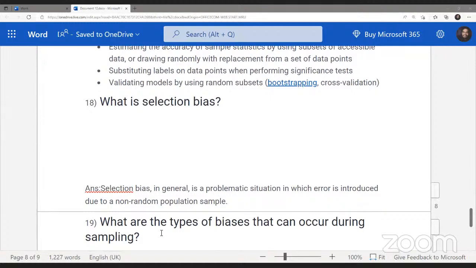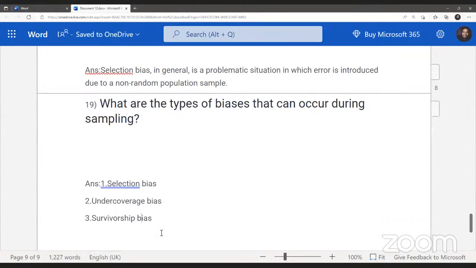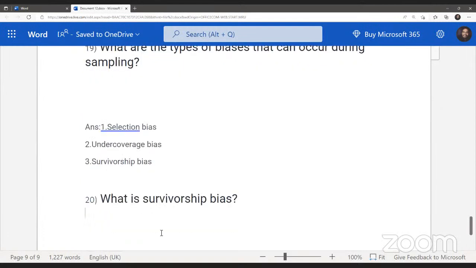So yeah, as we look into this, what are the types of biases? There are selection bias, undercoverage bias, and survivorship bias. So these were the three types of biases which we work on. So as we jump into the next question, what is survivorship bias?